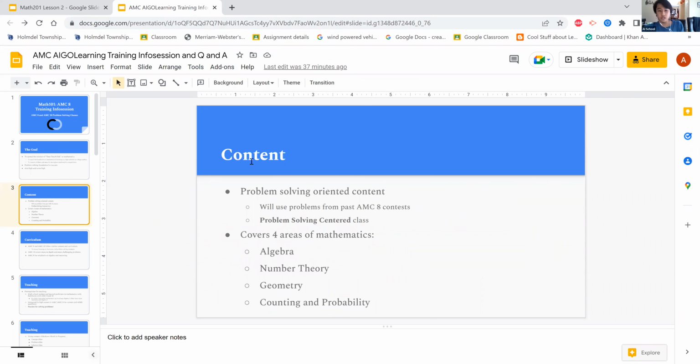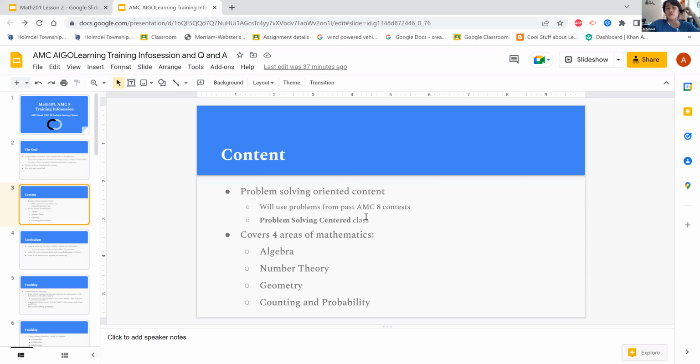All right, so the general content of this course, which applies to both AMC 8 and AMC 10, is very problem-solving oriented. This is different from other classes that IGO Learning holds, which are more theory and knowledge-based. This will be more focused around problems, meaning you're assumed to have a basic understanding of the concepts ahead of time, and you'll be honing your knowledge through doing problems. For the AMC 8 course, we'll be using problems from past AMC 8 contests and other related contests of similar difficulty.